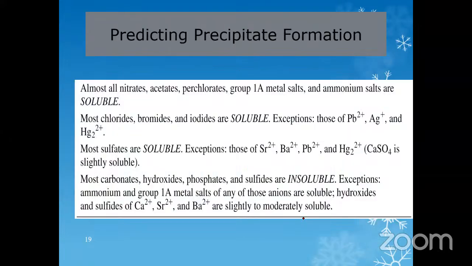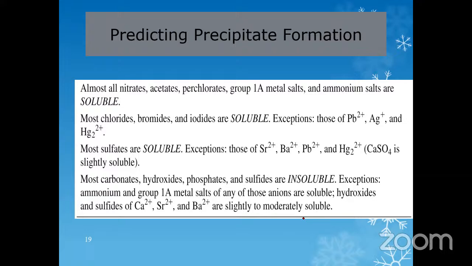And this chart, by the way, is in that packet that I've posted in Canvas, right? So you don't need to memorize this. You'll have access to this during your tests, exams, whatever, right? So basically this summarizes the rules for predicting whether or not an ionic compound will dissolve in water, or will form a precipitate. If you understand how to use this chart, then you can predict which ionic compounds will form a precipitate in an aqueous solution and which will not.